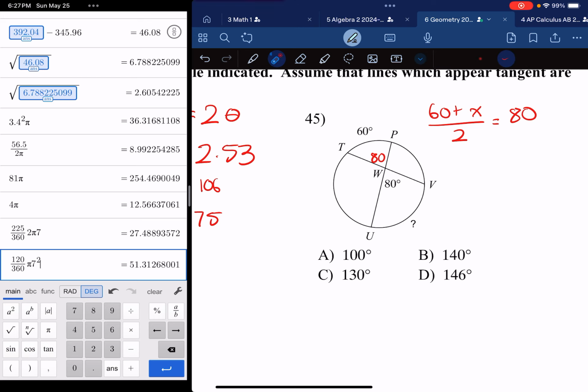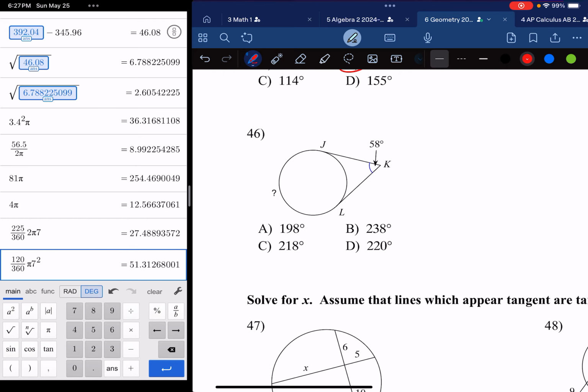So I'm going to solve this equation, multiply both sides by 2. If I do that, 2 gone and gone, 2 over here, it's going to be 160 on this side. On the left-hand side, I have 60 plus x. Subtract 60, and x is equal to 100. Moving on to number 46.